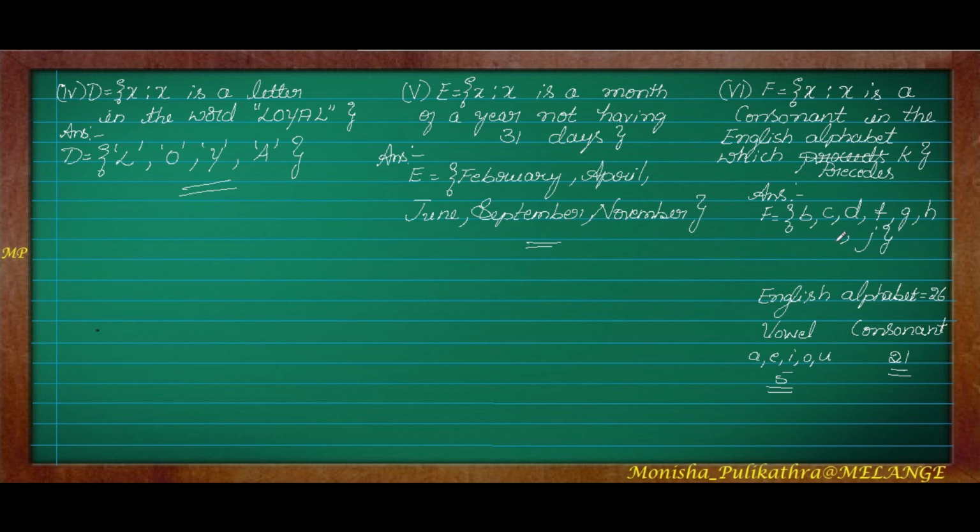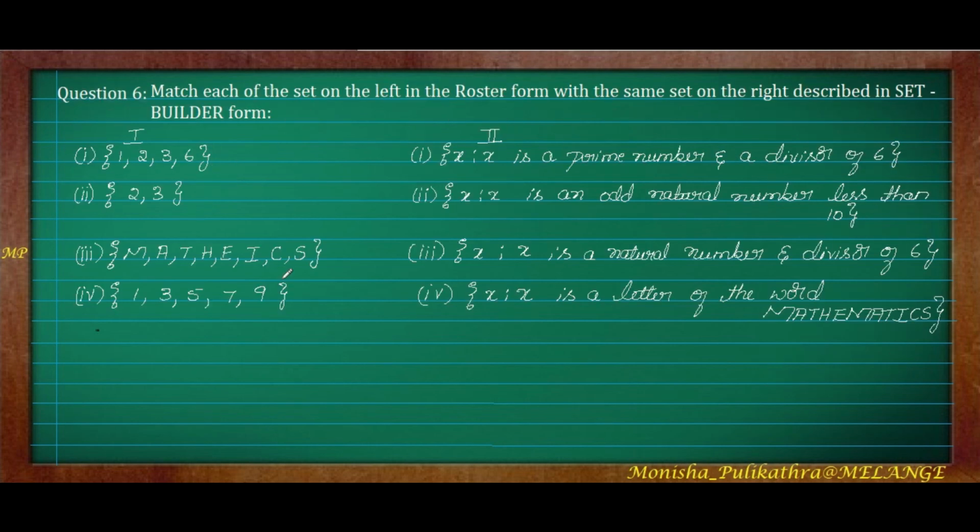One more question is remaining in exercise 1.1, that is question number 6. I will be continuing it in this video itself. So moving on to the sixth question and the last question of this episode. Here we have to match it. As usual, match the following. Here the first side is in roster method and the second side is in set builder method. So we have to read out the question and match it to the corresponding set builder method.